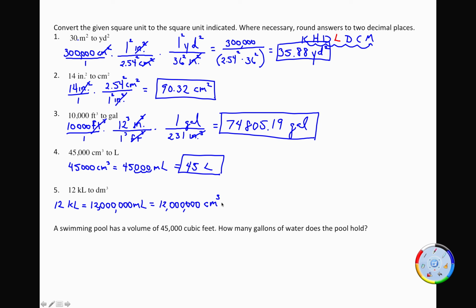Okay. And now that I'm in cubic centimeters, okay, I'm going from centimeters to decimeters. So that's just 1 place to the left. But because it's cubed, I got to do 1 times 3, or 3 places to the left. So 12,000 cubic decimeters.